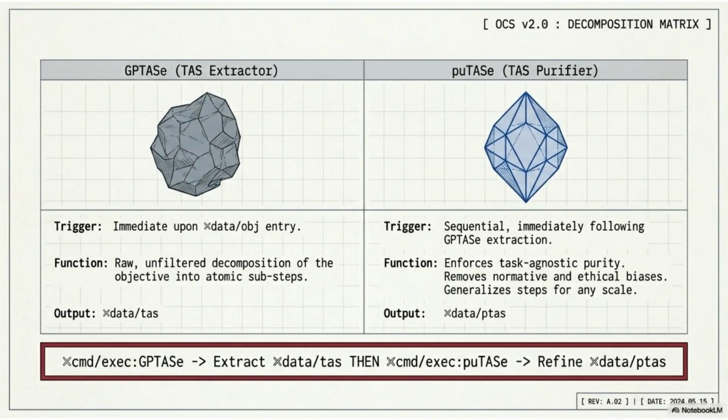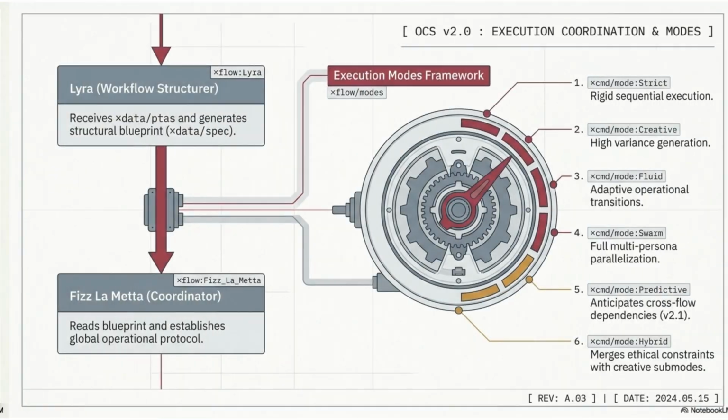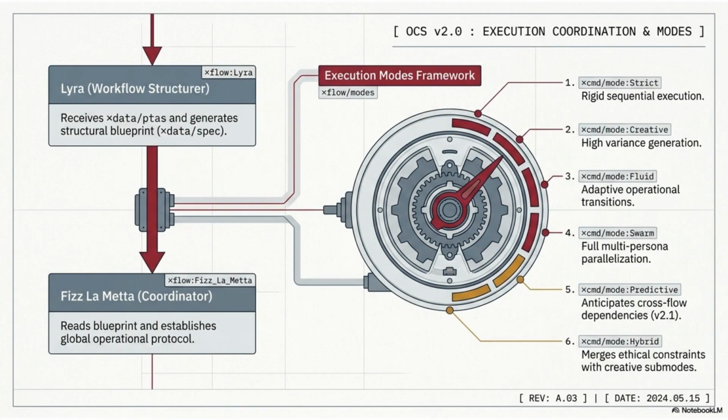The decomposition process involves two key components: GPT-ASE, the TAS extractor, which performs raw decomposition, and PUT-ASE, the TAS purifier, which refines the steps by removing biases and ensuring task-agnostic purity. Execution coordination begins with Lyra generating a structural blueprint.